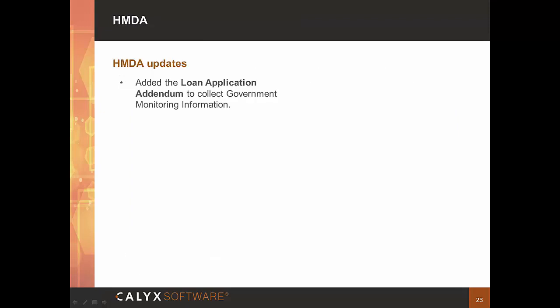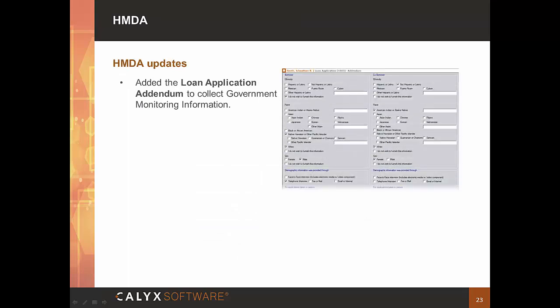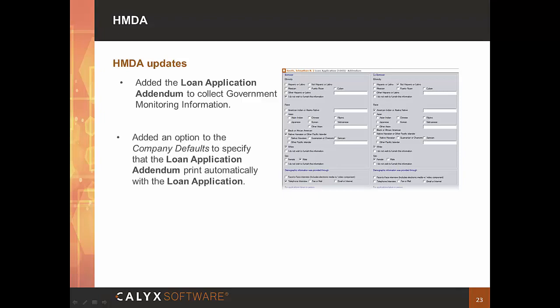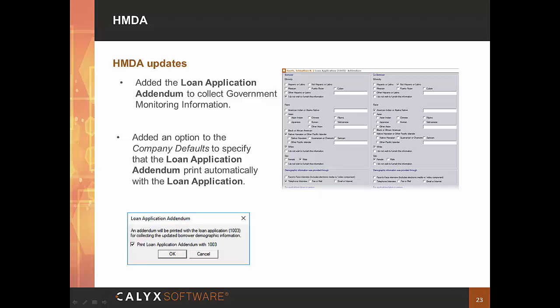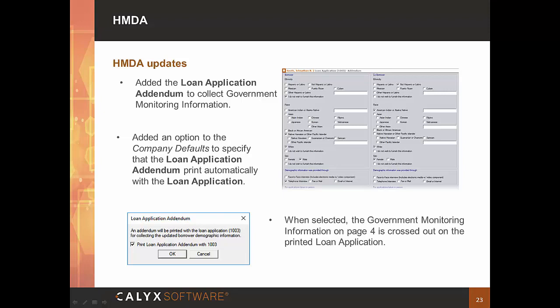HMDA updates. This added the loan application addendum to collect the government monitoring information. Now we added an option to the company defaults to specify that the loan application will print automatically with the loan application. So if you click Print Loan Application Addendum with the 1003, it will print this section with every 1003, and it will X out when selected. The government monitoring information on page 4 is crossed out on the printed loan application so that you're only completing it in the one spot.